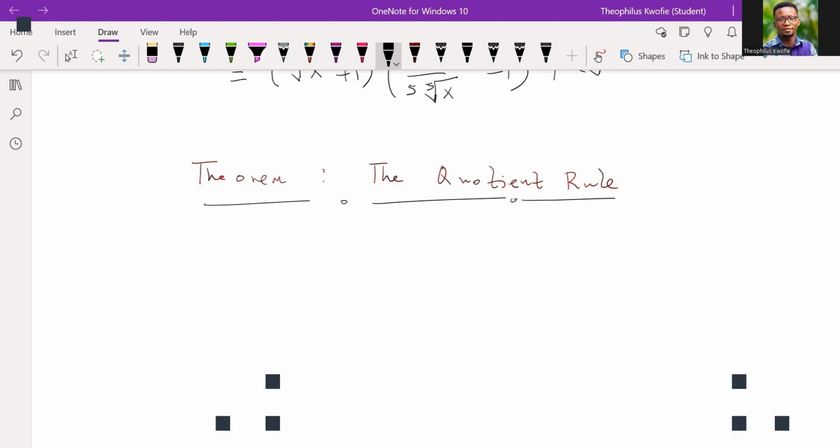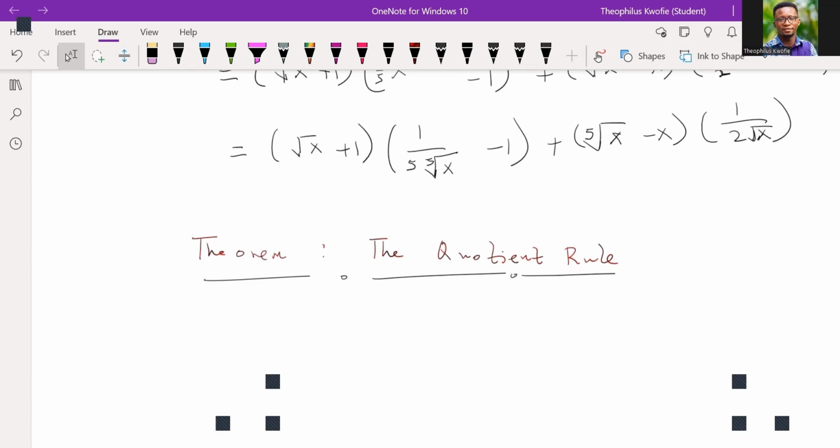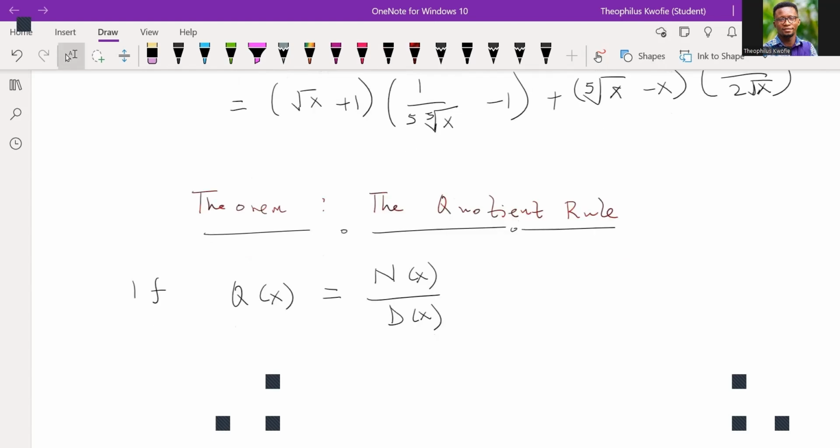So suppose Q of x is equal to this quotient, okay? So suppose n is the numerator and d is seen as the denominator, and then it is easy for us to relate it, okay?